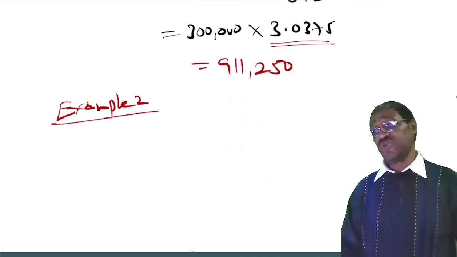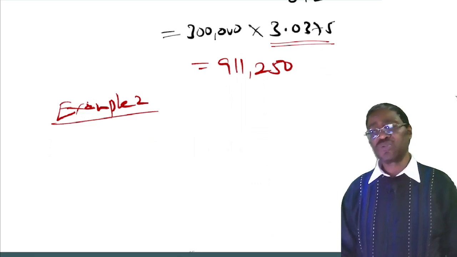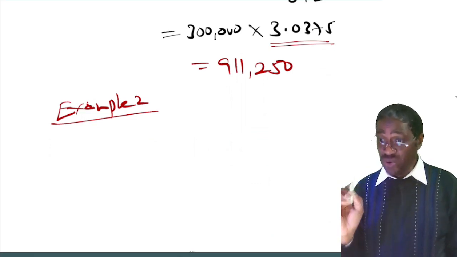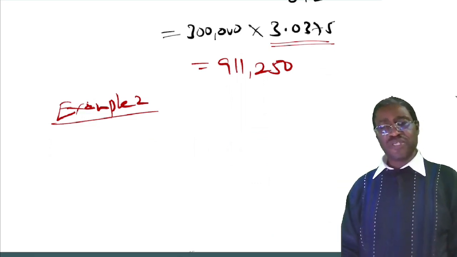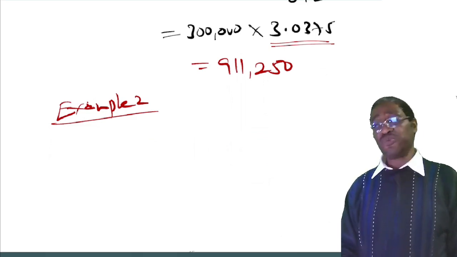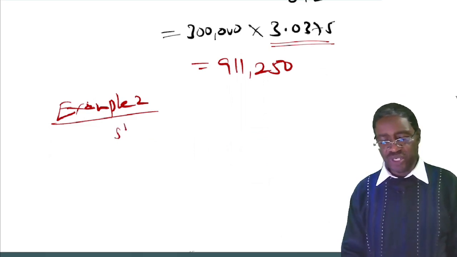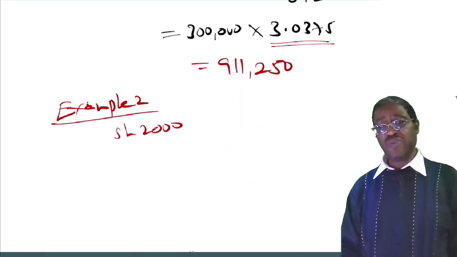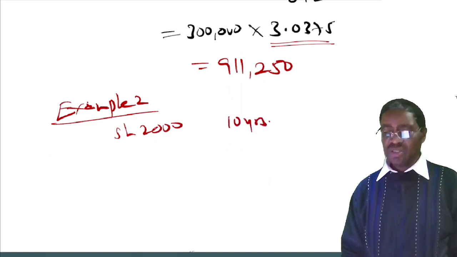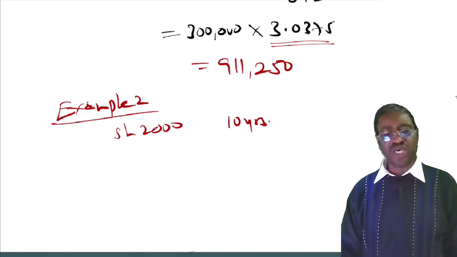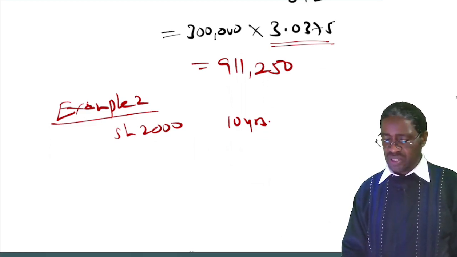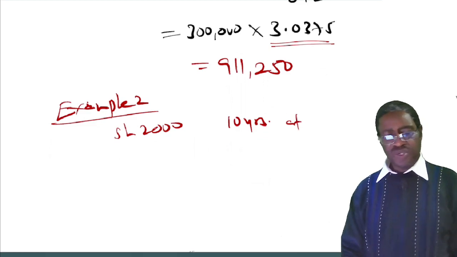Find the present value. We are doing example 2. Find the present value of an annuity with a period payment of shillings 2,000 for a period of 10 years at an interest rate of 6%.